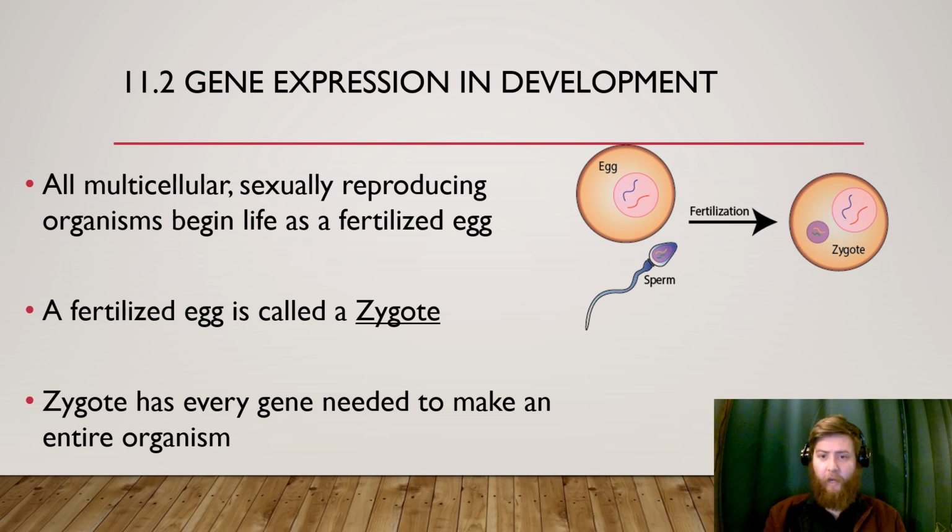The zygote is very cool because at this point in time, this one cell has the entire genome, every single gene needed to make an entire organism. As a human, you started out as one cell, and now you are millions, if not billions, of cells that are now working together that started from this one single cell.